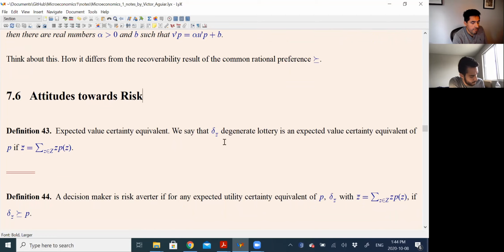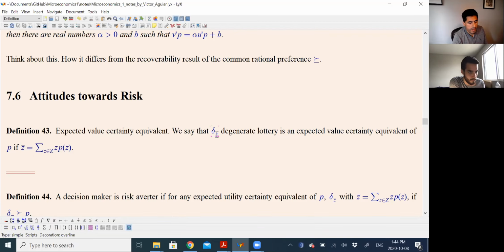So let's define first the general lottery, delta of Z bar, that gives you with probability 1 the monetary prize Z bar. And Z bar happens to be exactly the expectation of P. So take basically a P lottery, compute the expected value of this lottery, and then create a lottery that gives you with probability 1 the expected value.